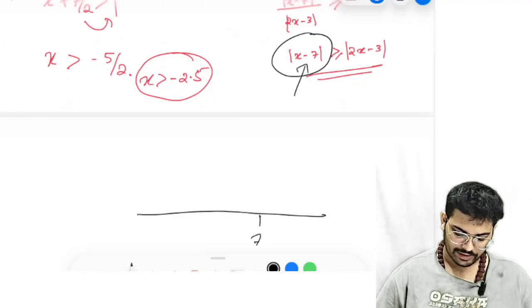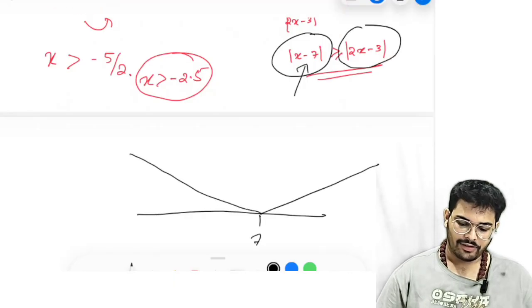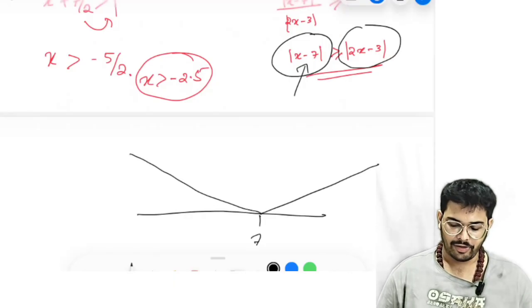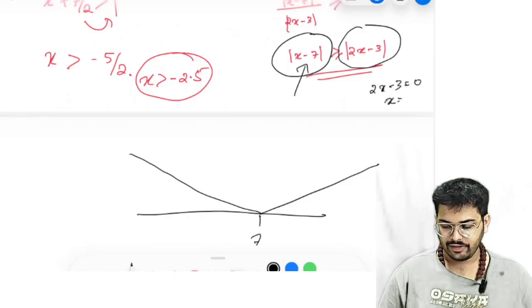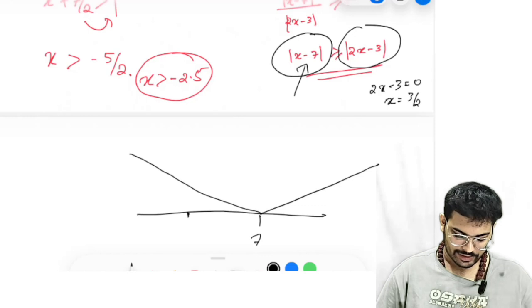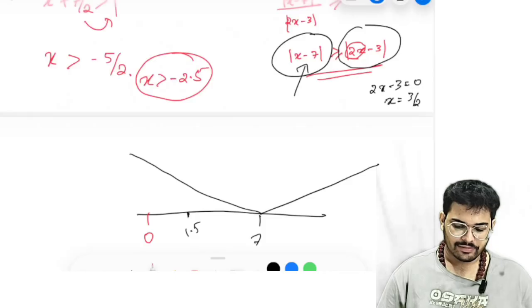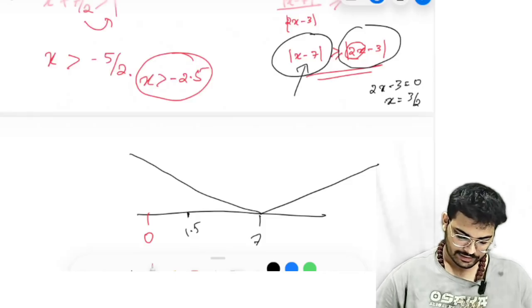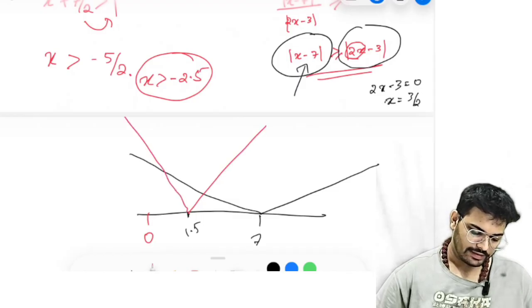So at x equal to 7 the graph will be going like this. Now x equal to 1.5 is the critical point, that is 2x minus 3 equal to 0, x equal to 3 by 2 which is equal to 1.5, the critical point of this graph. Now origin is already here. This graph has more slope, which means it will be a steeper graph than this one, somehow like this.